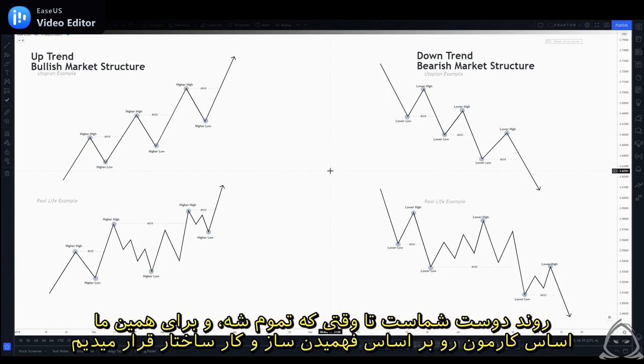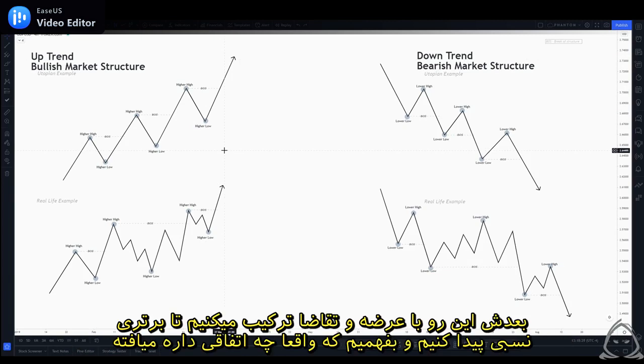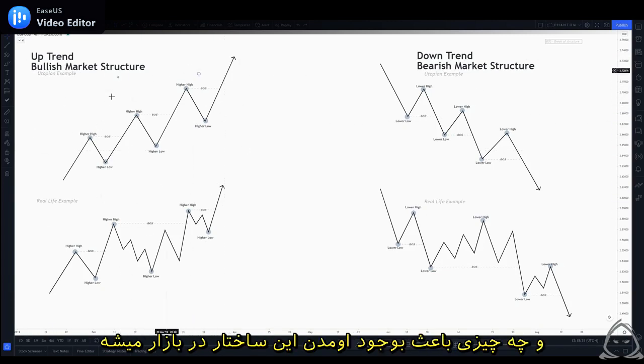The trend is your friend until it ends, and that is why we stay on top of mapping out our overall market structure and understanding what's happening. Then what we must do is combine this with supply and demand to get our edge and to truly understand what's happening and what's creating this market structure.